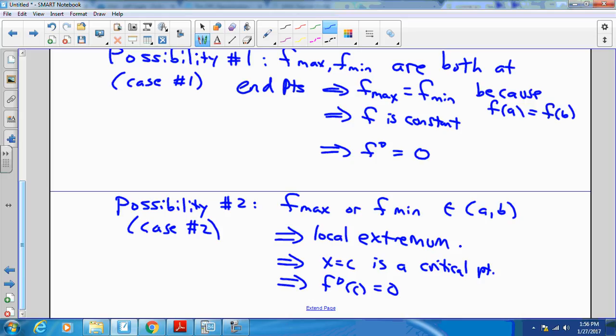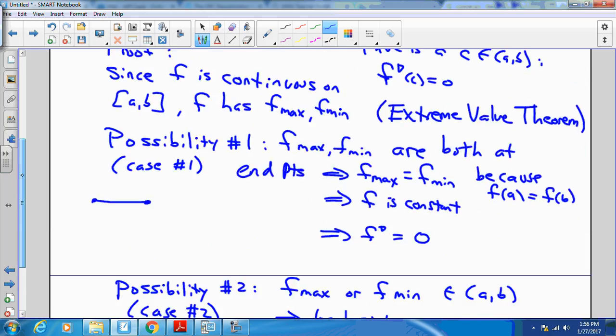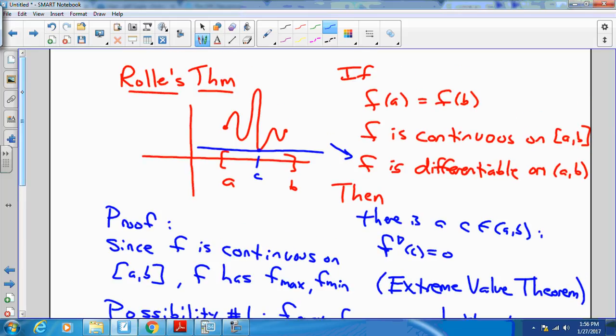So this proof is really like a forensic investigation almost. We went through and we eliminated possibilities, took care of them. Possibility number 1, maybe both the max and the min occur at the endpoints, in which case my function has to be constant. Possibility number 2, the max or the min occurs somewhere other than the endpoint, in which case it is local, in which case it must be a point of horizontal tangency.